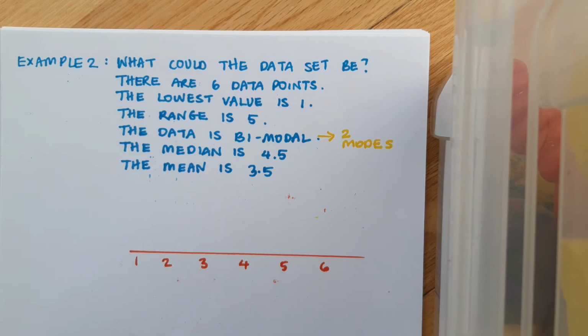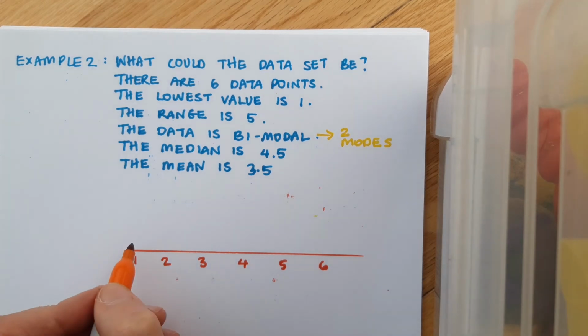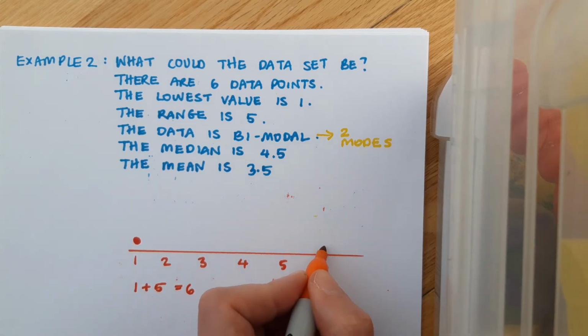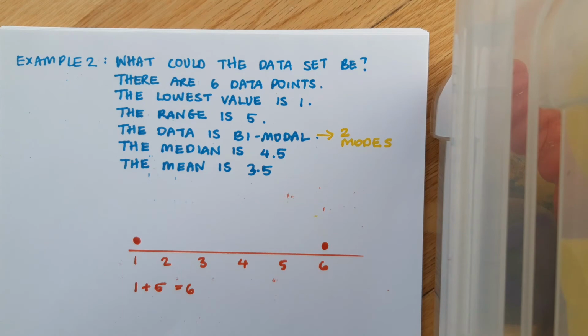So again, I'm going to use a line plot to help myself out here. So I expect to have 6 points on my line plot by the end because there are 6 data points. I'm told the lowest value is 1, so that's pretty straightforward. I'll just fill in a 1 there. The range is 5. So if the range is 5, my biggest value must be 1 plus 5, which is 6. So I'm going to put a dot on 6 as well.